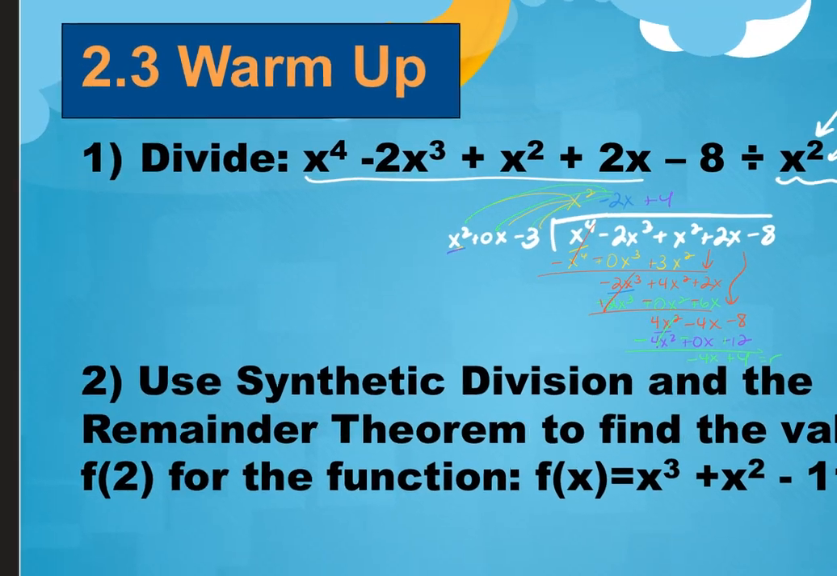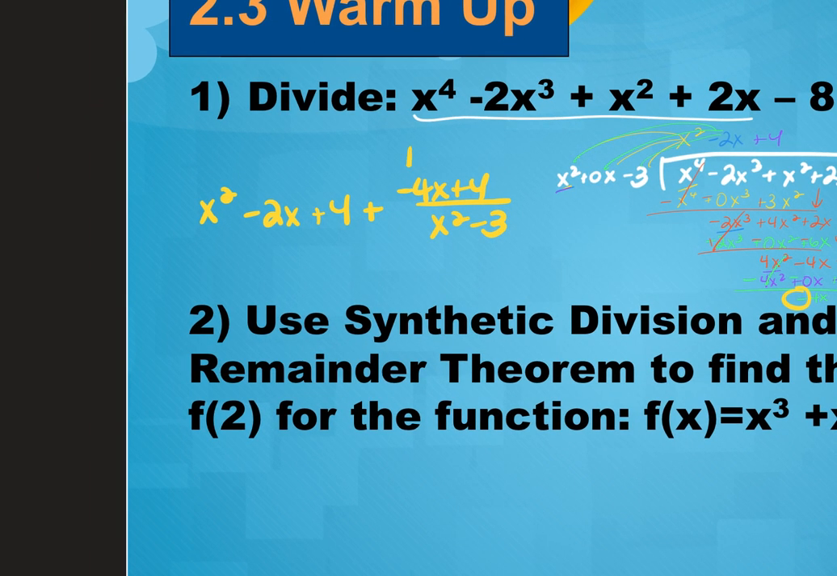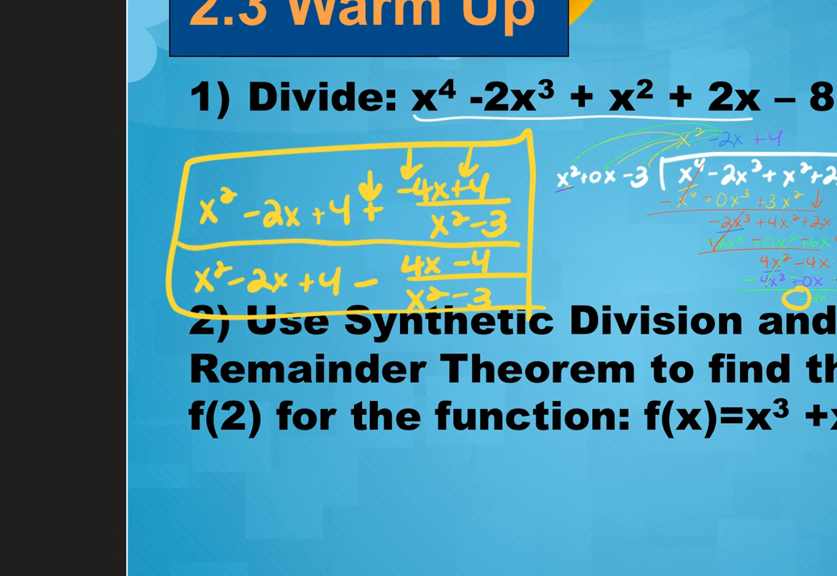So this answer gets written as x squared minus 2x plus 4. The minus that's over here, we'll write it this way first. Plus a negative 4x plus 4 over x squared minus 3. Now, if you take this negative off the front to put it here, then it changes the sign of this as well. So it would be x squared minus 2x plus 4 minus 4x minus 4 over x squared minus 3. Either of those answers, though, are acceptable.